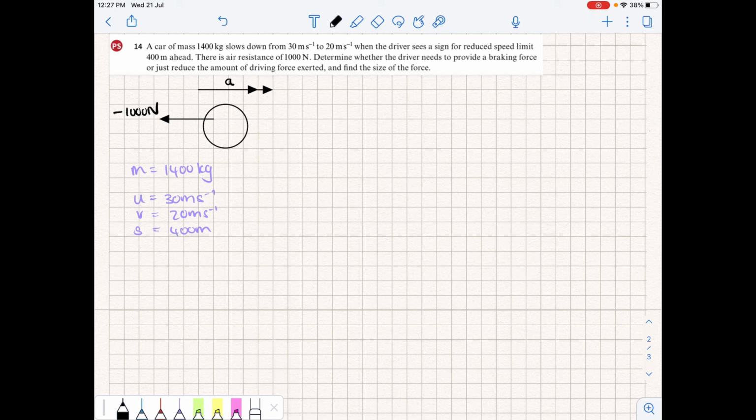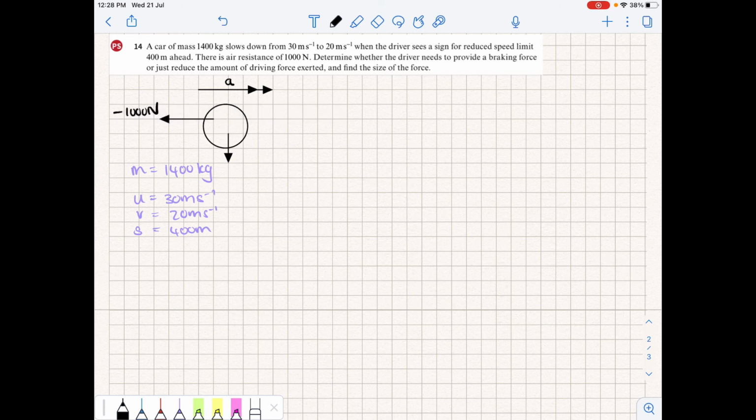The question asks, determine whether the driver needs to provide a braking force or just reduce the amount of driving force exerted, and find the size of this force. So a driving force and a braking force, these are forces that act in opposite directions. And what this question is basically saying is, do we need to just reduce the driving force? In other words, apply less of a force in this direction. Or do we need to provide a braking force? In other words, does the force need to be in that direction? Okay, so we don't even know the direction of the force. It could be either way.